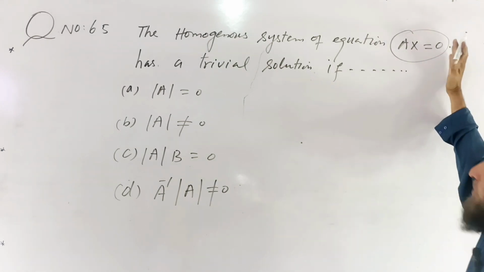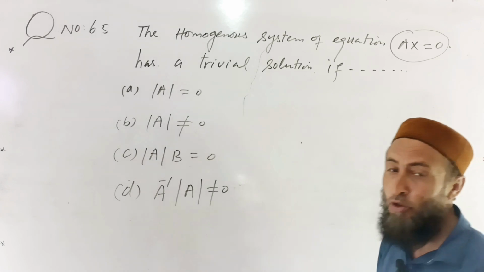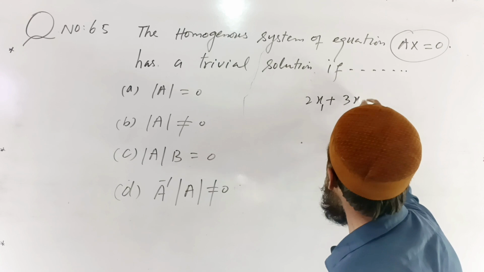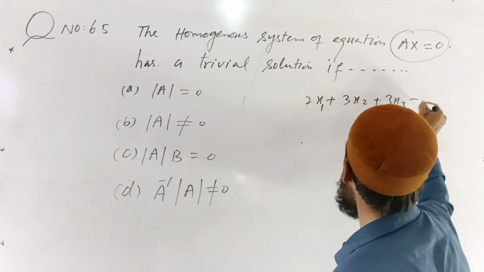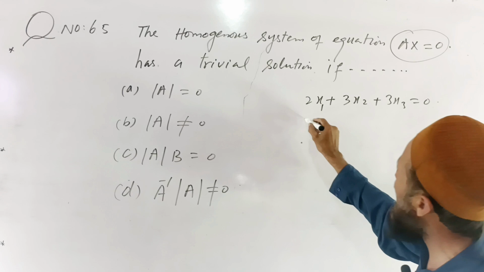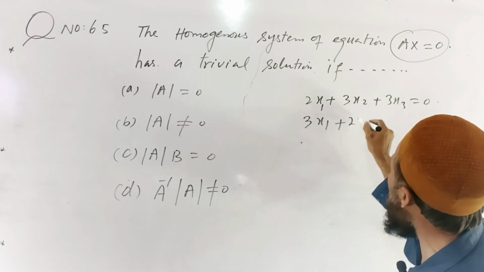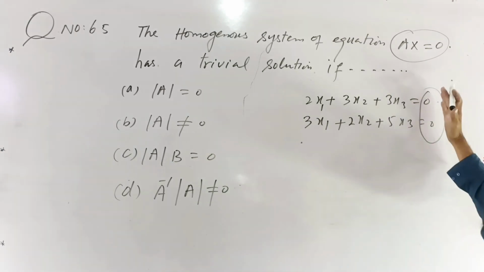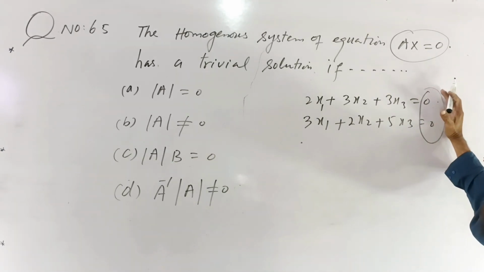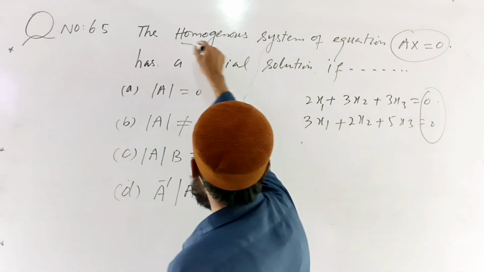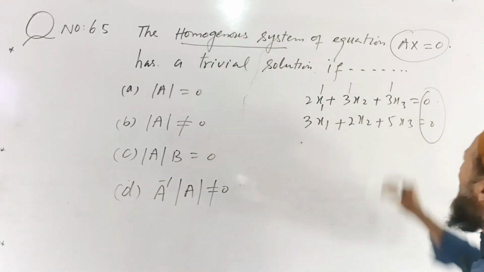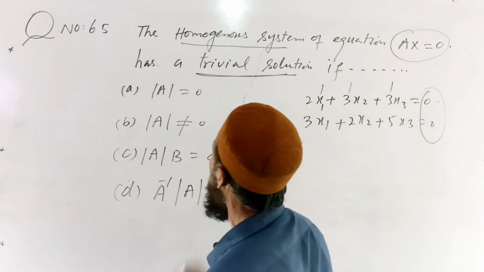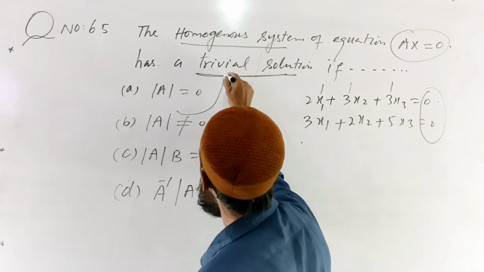At that time, the right hand side of each equation must be equal to 0. For example, 2x1 plus 3x2 plus 3x3 is equal to 0, and similarly 3x1 plus 2x2 plus 5x3 is equal to 0. So the right side of the equation must be equal to 0, and in a homogeneous system each variable has power 1. Having given a trivial solution means that the determinant of A is not equal to 0.